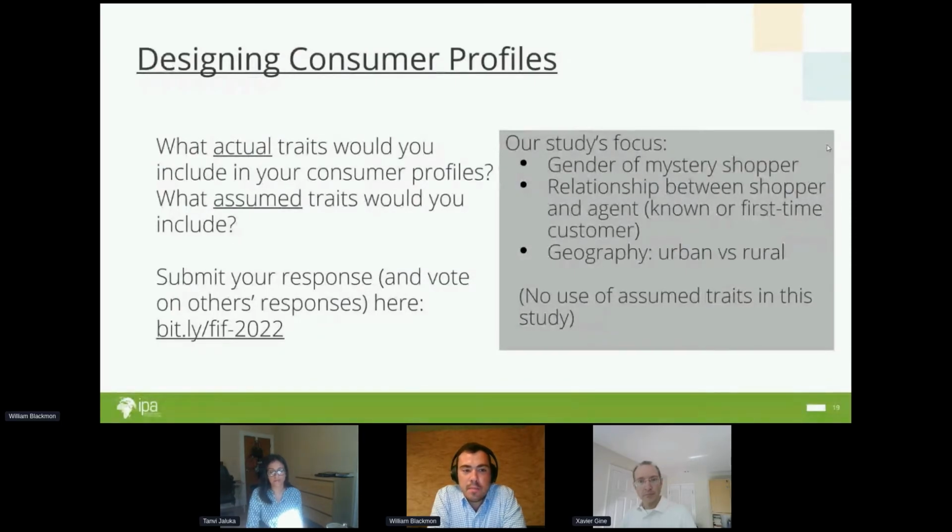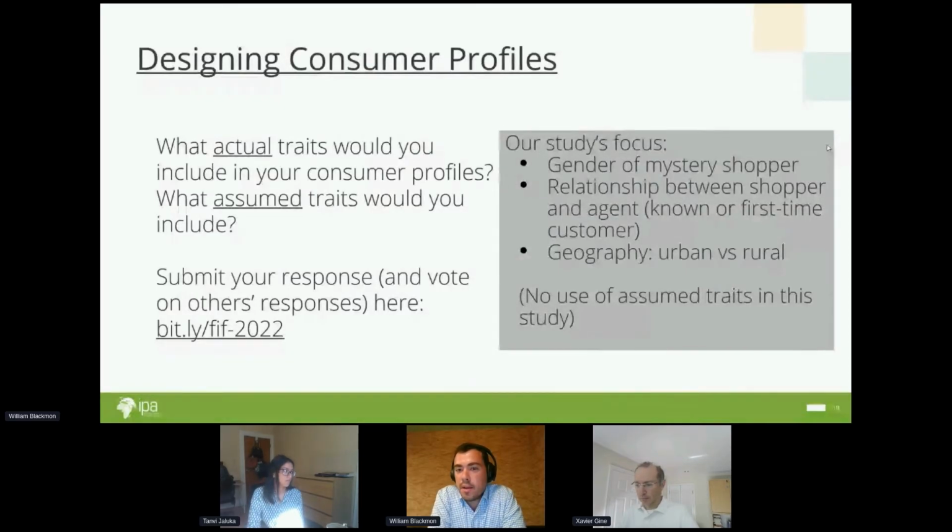Things like assumed socioeconomic status based on the way that consumers are dressing or speaking. So you can make some modifications based on how the consumers are acting beyond their actual physical traits. So again, our focus, we really only varied the actual traits. We in this particular study are not focused on assumed traits or acting.